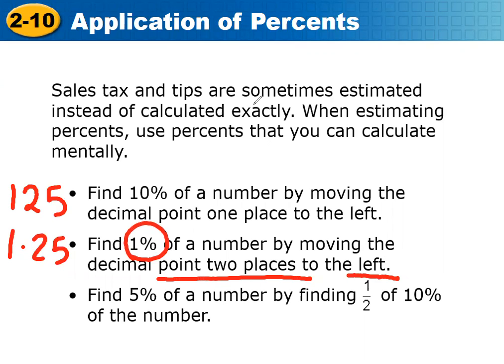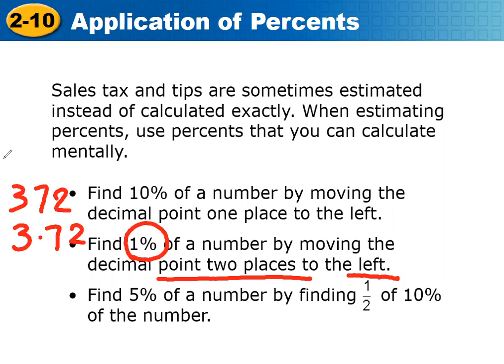Let me give you another question. If you have 372, write the question, please, 372, and I'm looking for 1%. Then for 1%, move 2 digits, so the answer will be 3.72. So, 10%: move 1 place to the left. 1%: move 2 places to the left.